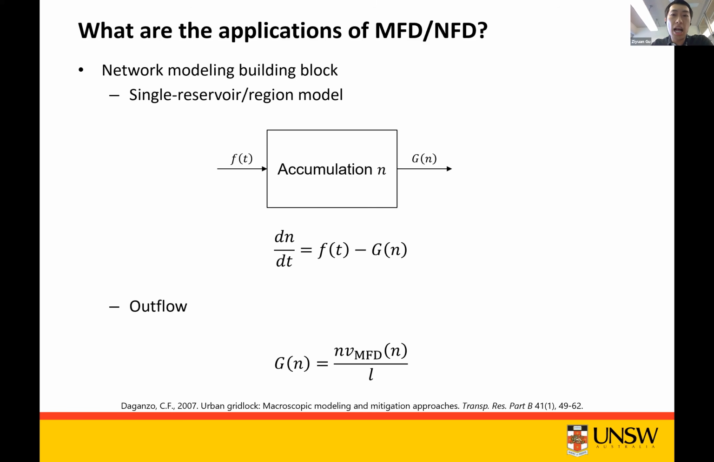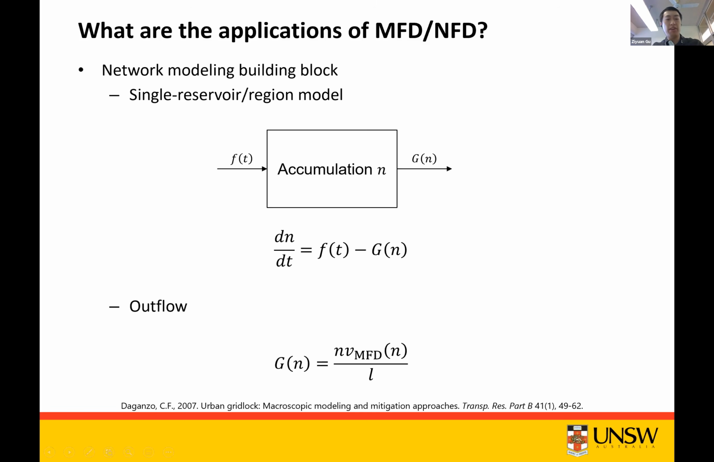Actually, MFD plays its role in calculating G(n). Here, as you can see, G(n) is equal to the accumulation n times the speed. Speed is determined from the MFD. We are using the speed-density MFD here to calculate the speed, and the speed times the accumulation is what we usually term the production of the network. If you calculate the production and divide it by L, which is the average travel distance within the region, then what you get is the trip completion or the outflow, which is denoted by the capital G. Putting these two equations together, this simple system can be described mathematically.